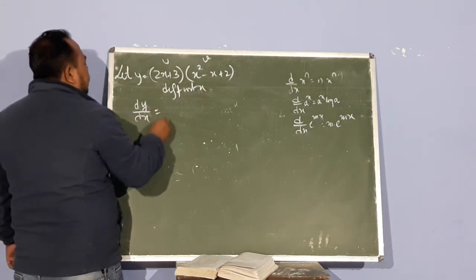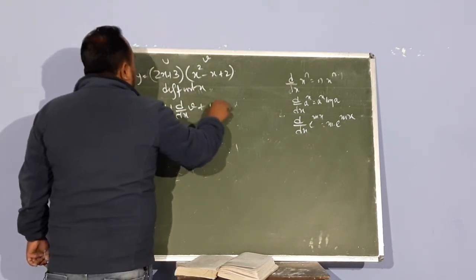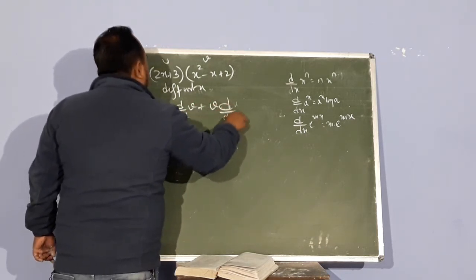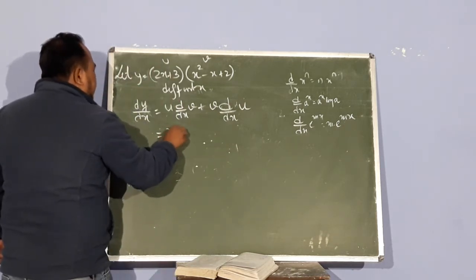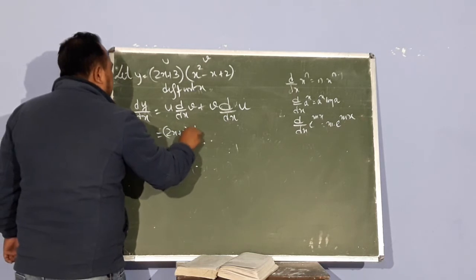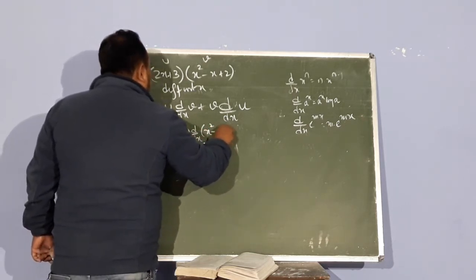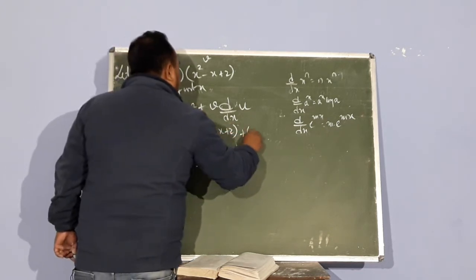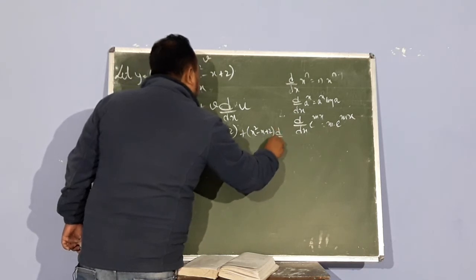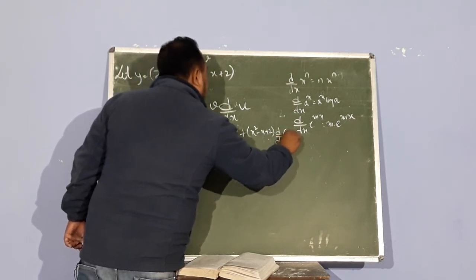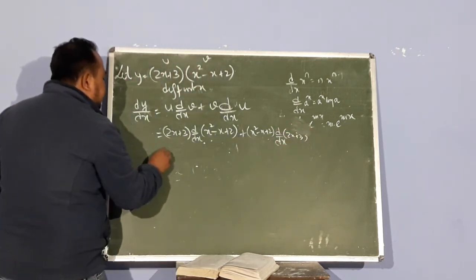So tell me the product rule. It is u d by dx of v, I'm writing this so that you all understand, plus v d by dx of u. So what is u? u is 2x plus 3. d by dx of v is x square minus x plus 2, plus v again, x square minus x plus 2, into d by dx of 2x plus 3. So help me differentiate this.